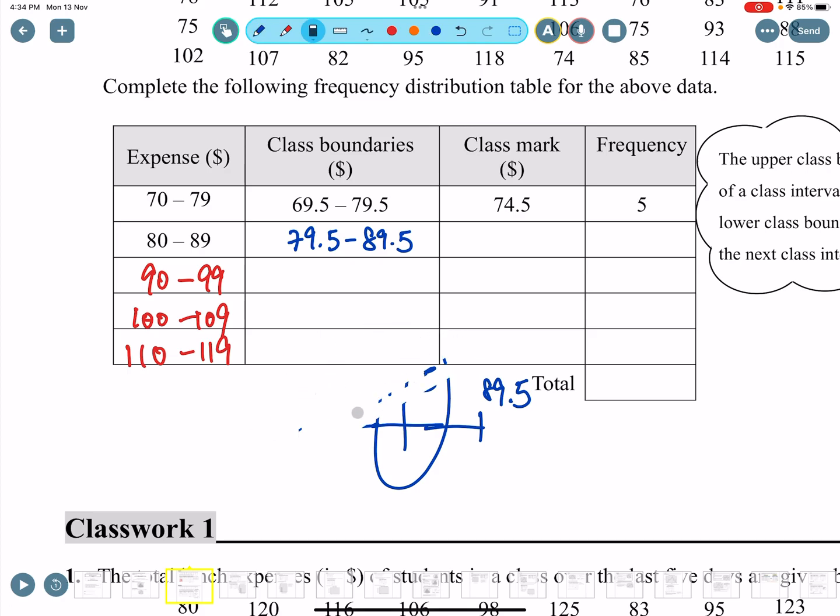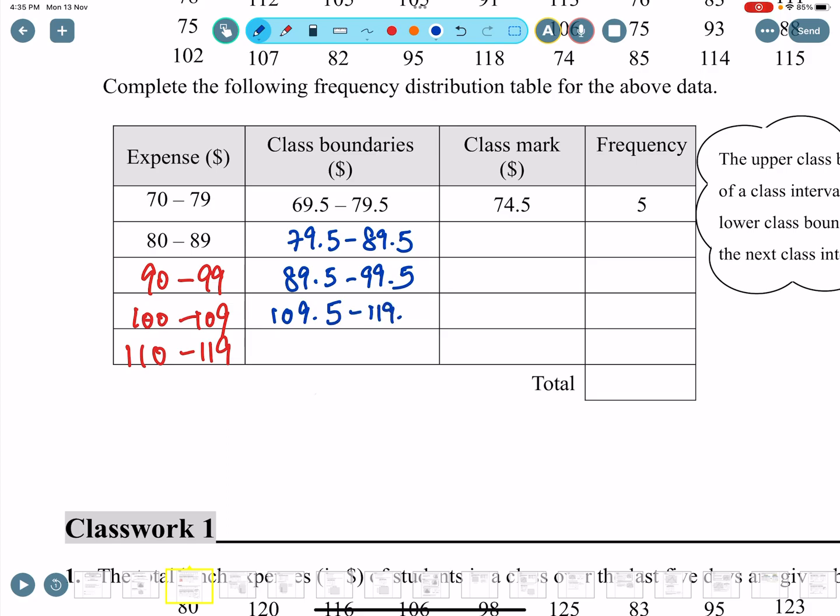So you might ask me, where does 79.5 belong? It belongs to the second one, the lower class boundary. Okay, anyways, we continue the pattern. 89.5 to 99.5, 109.5 to 119.5. I made a mistake. 99.5 to 109.5, and then 109.5 to 119.5. So you got to make sure that these two are the same. They're being connected, like you're connecting the lines.